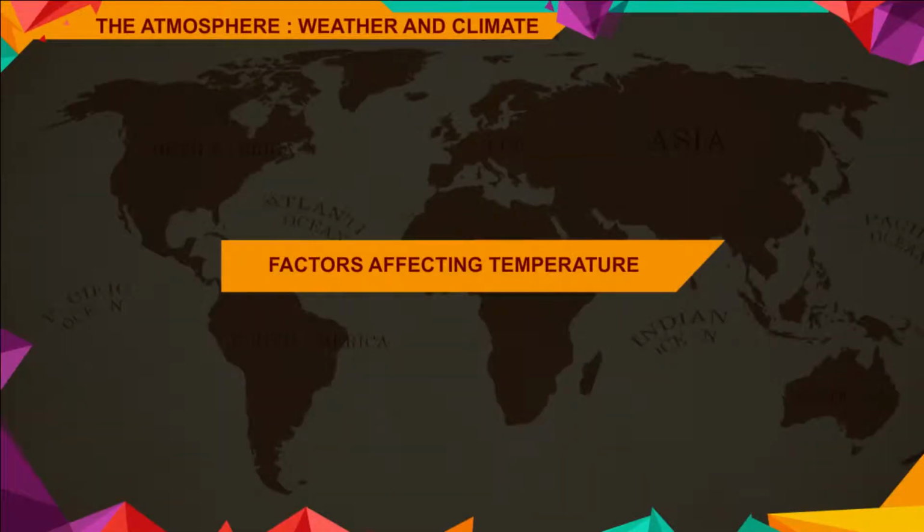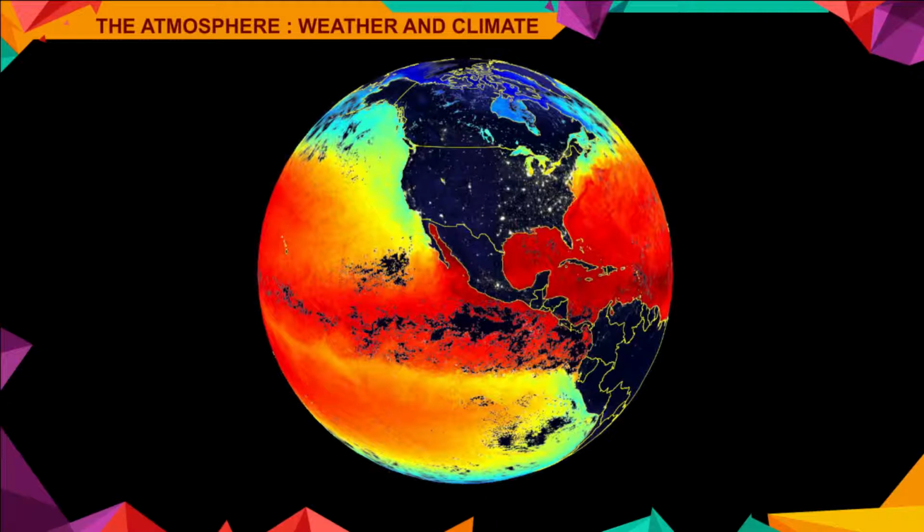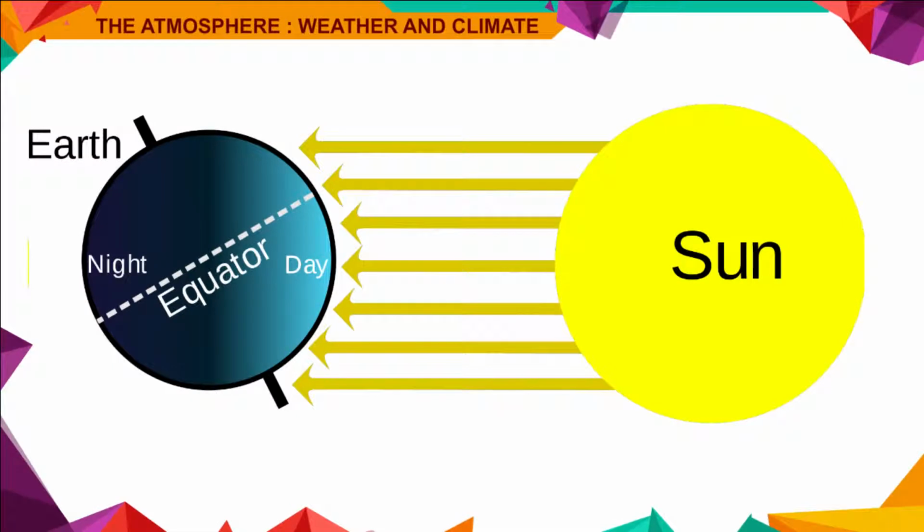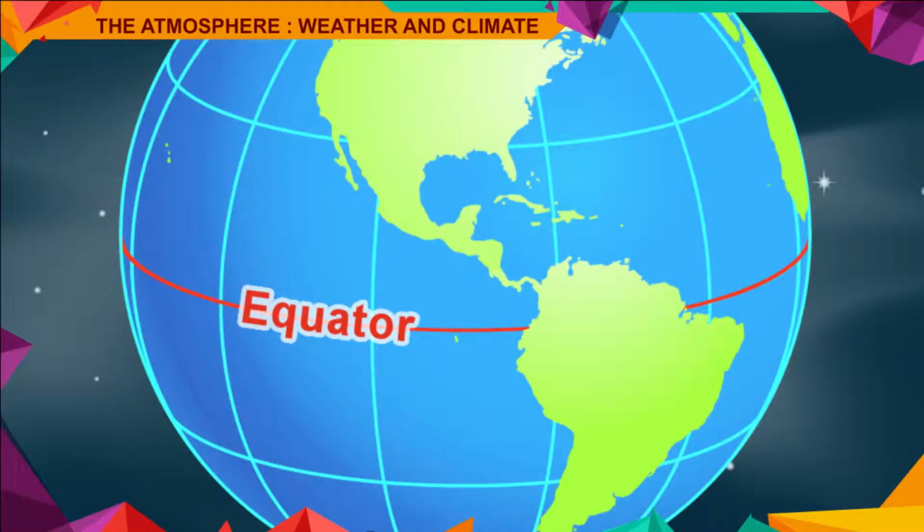Factors affecting temperature. Temperature varies from place to place on our Earth. There are some factors which control the distribution of temperature on the surface of the Earth. Latitude. The angle of incidence of sun rays is not the same everywhere due to the spherical shape of the Earth. The angle of incidence is high on and around the equator, and it goes on decreasing towards the poles. This is the reason why places near the equator have a high temperature, and as we go towards the poles, the temperature goes on decreasing.